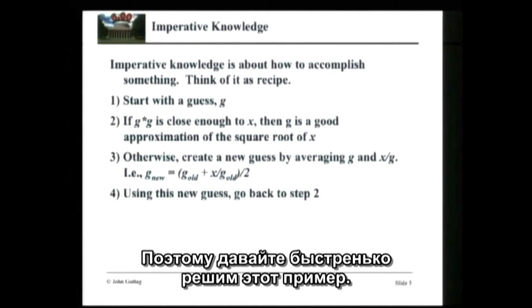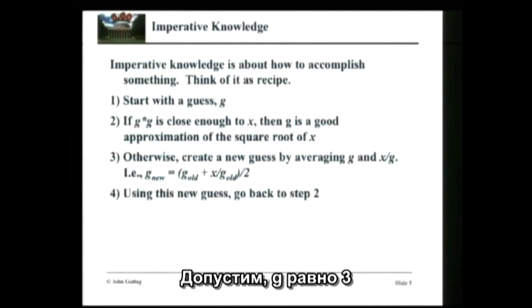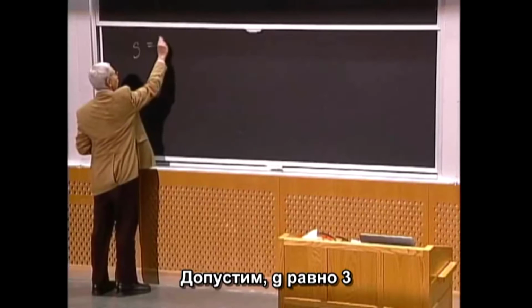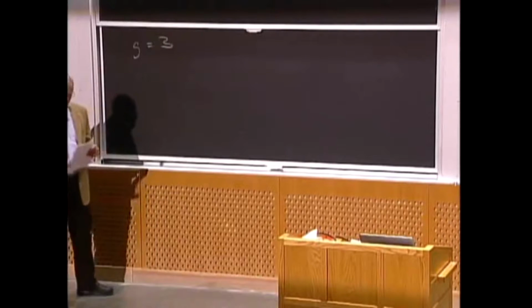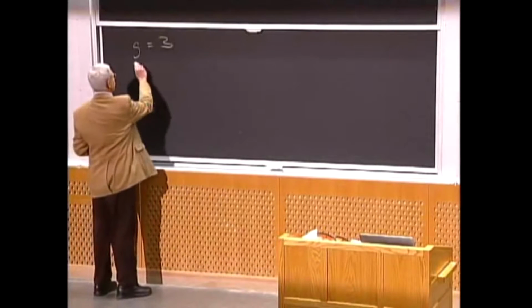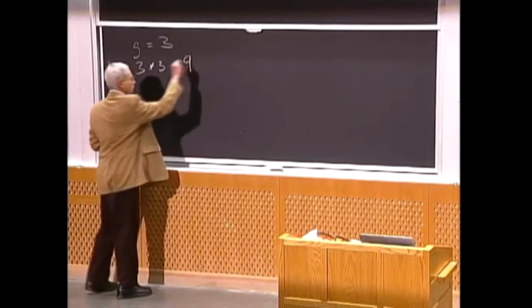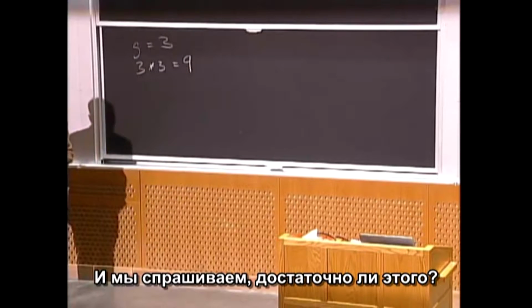So let's quickly run through an example of this. We can start with this pretty easily. We'll take a guess. Let's say G equals 3. So we look at 3 times 3. Nine, and we say, is that good enough?